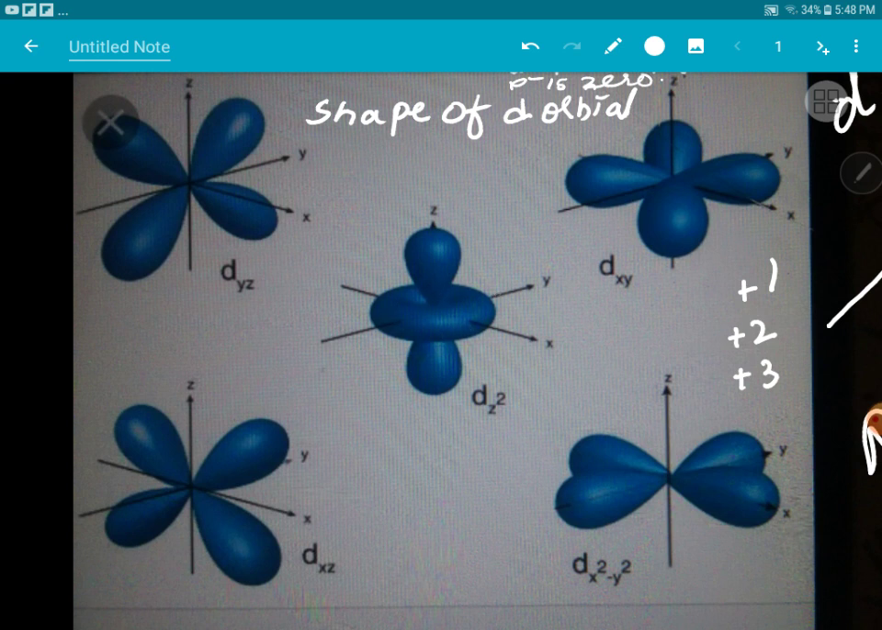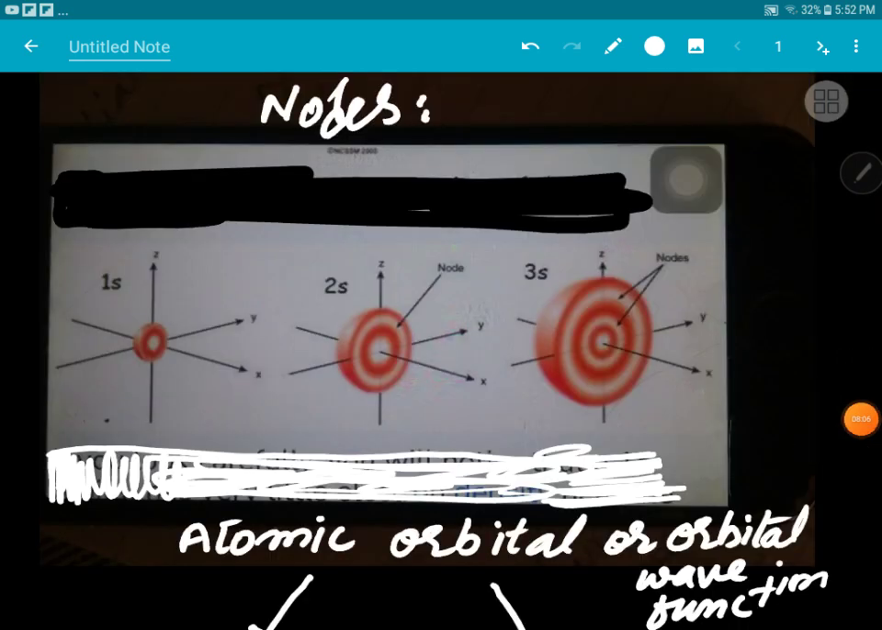These orbitals are designated in this form. Out of these 5 orbitals, the first 4 orbitals are similar to each other and one is different, but the energy of all 5 orbitals is the same. Now we explain nodes. What are nodes? Nodes are the regions or space around the nucleus where the probability of finding an electron is 0.